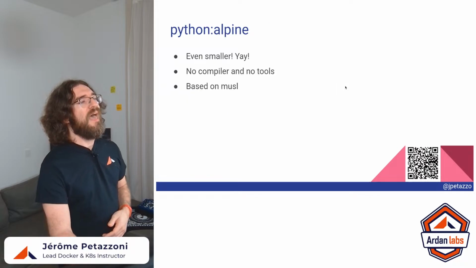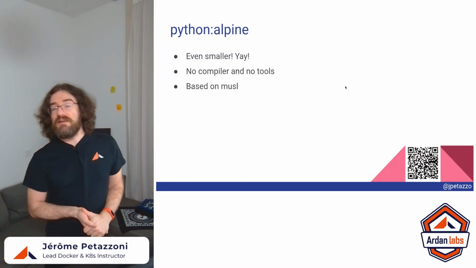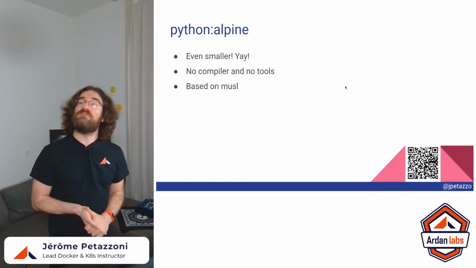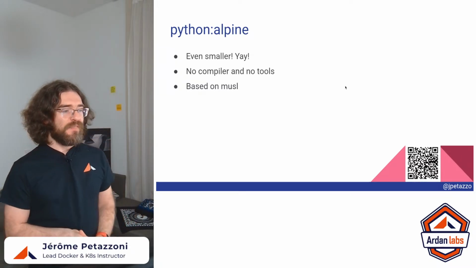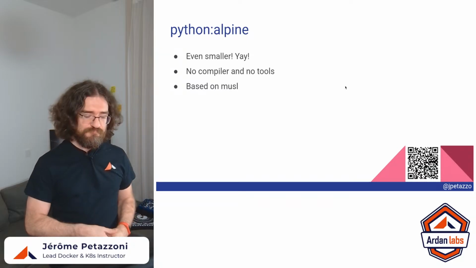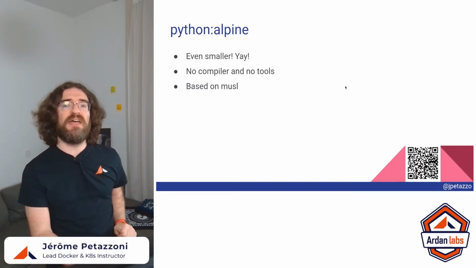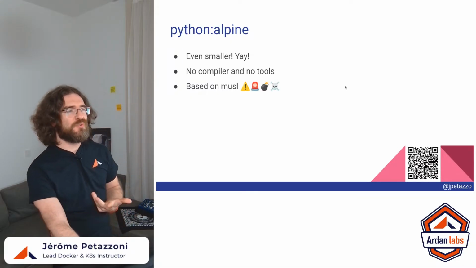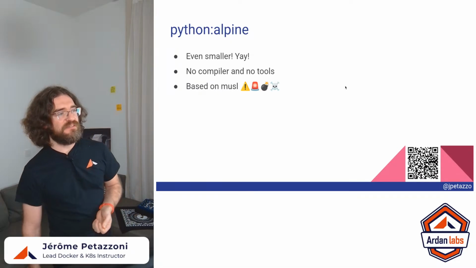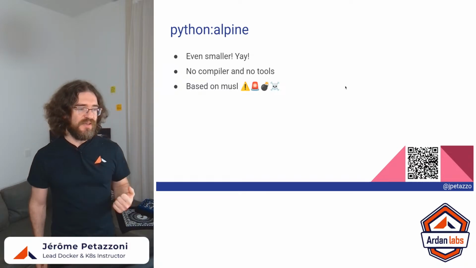That's pretty good. Now what about Python Alpine? Because that one is even smaller. So we're like, okay, can we do something with that? Well, bad news specifically for that scenario. Alpine is based on MUSL. So what's MUSL and why did I use all the scary emojis I could find?